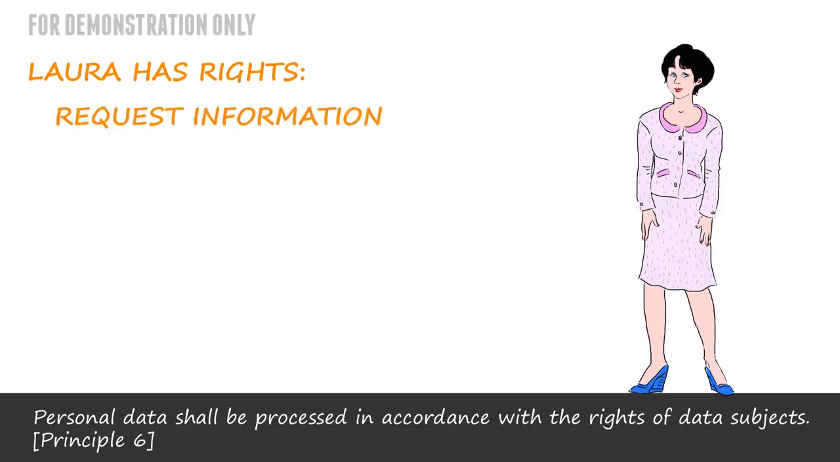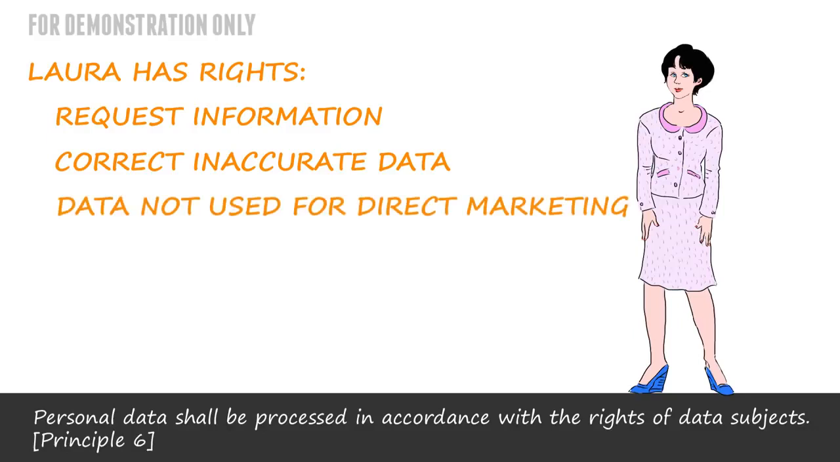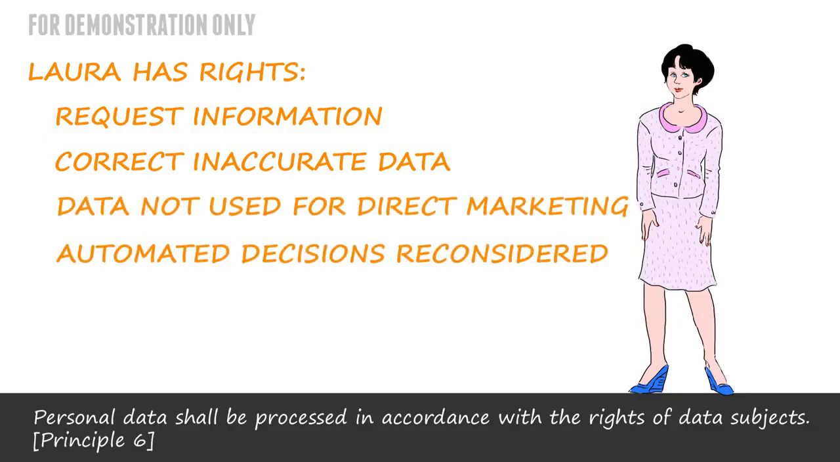She can write to a firm and request to see the information held about her. She'll have to pay a small fee. If any of her data is inaccurate, she can ask for it to be corrected. She can prevent her data from being used for direct marketing, and she has rights about decisions which are made by automated means. For example, if she applied for a loan and the decision was made purely by automated means with no human intervention, then she could ask for this decision to be reconsidered.